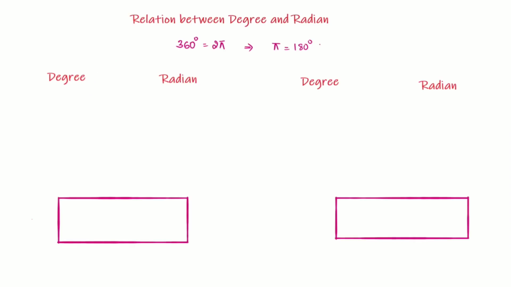Relation between a degree measure and a radian measure. We have pi radians is equal to 180 degrees.